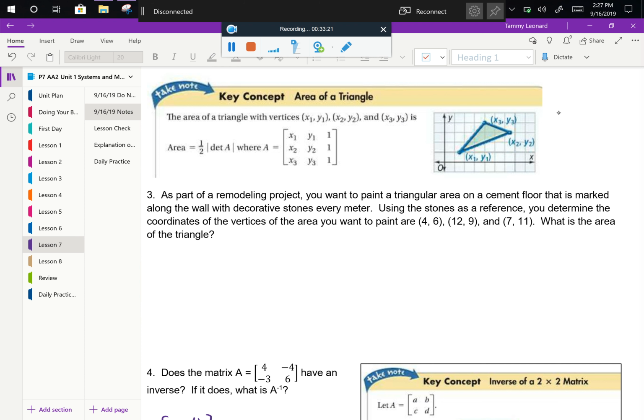So it says, the area of a triangle with these 3 vertices, so it's a triangle on the coordinate plane, you can calculate its area with 1/2 times the absolute value of the determinant of the matrix where A is basically the coordinates and then an extra column of 1s to make it a square matrix. Potentially the most random thing I've ever seen.